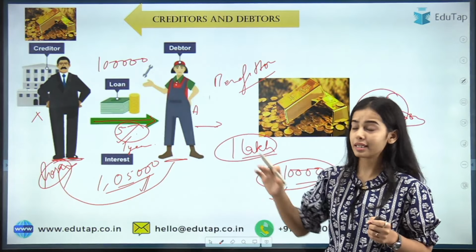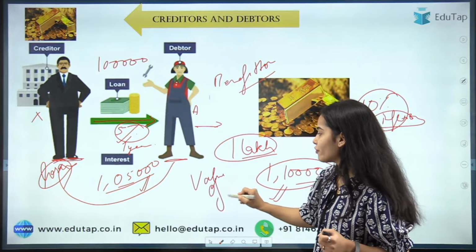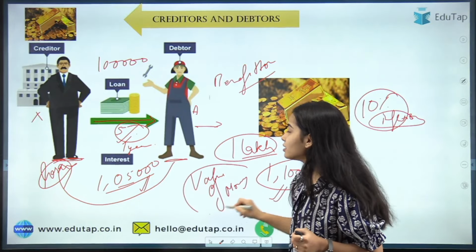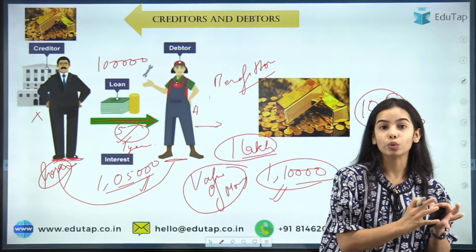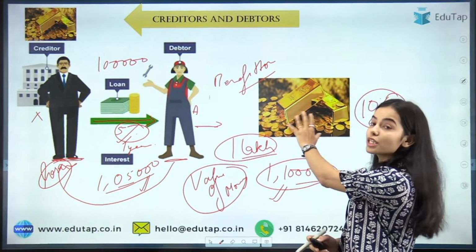How is it so? So the value of money. Here comes the concept of value of money. When the debtor took the loan, the value of money was high. 1 lakh rupees was able to buy this gold.